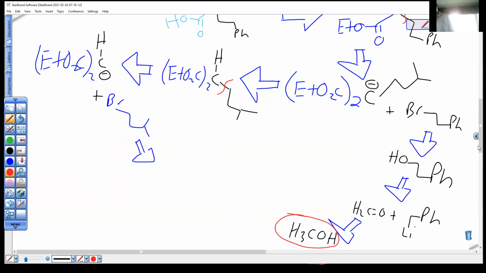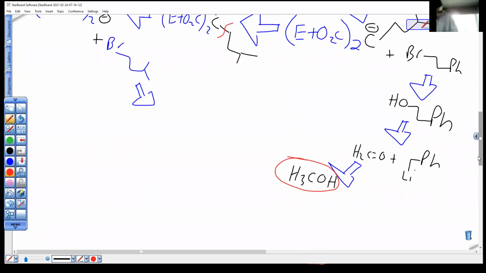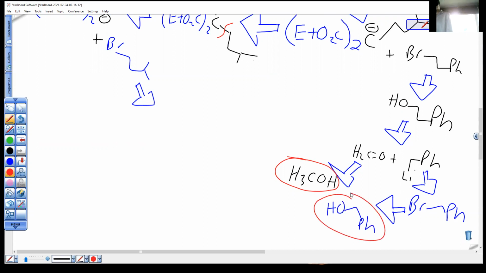And organolithiums come from organic bromides, come from organic alcohols. BrCH2 comes from HOCH2F. That you can circle. Benzyl alcohol. This you can circle. Comes from isopentyl alcohol, 5 carbons.